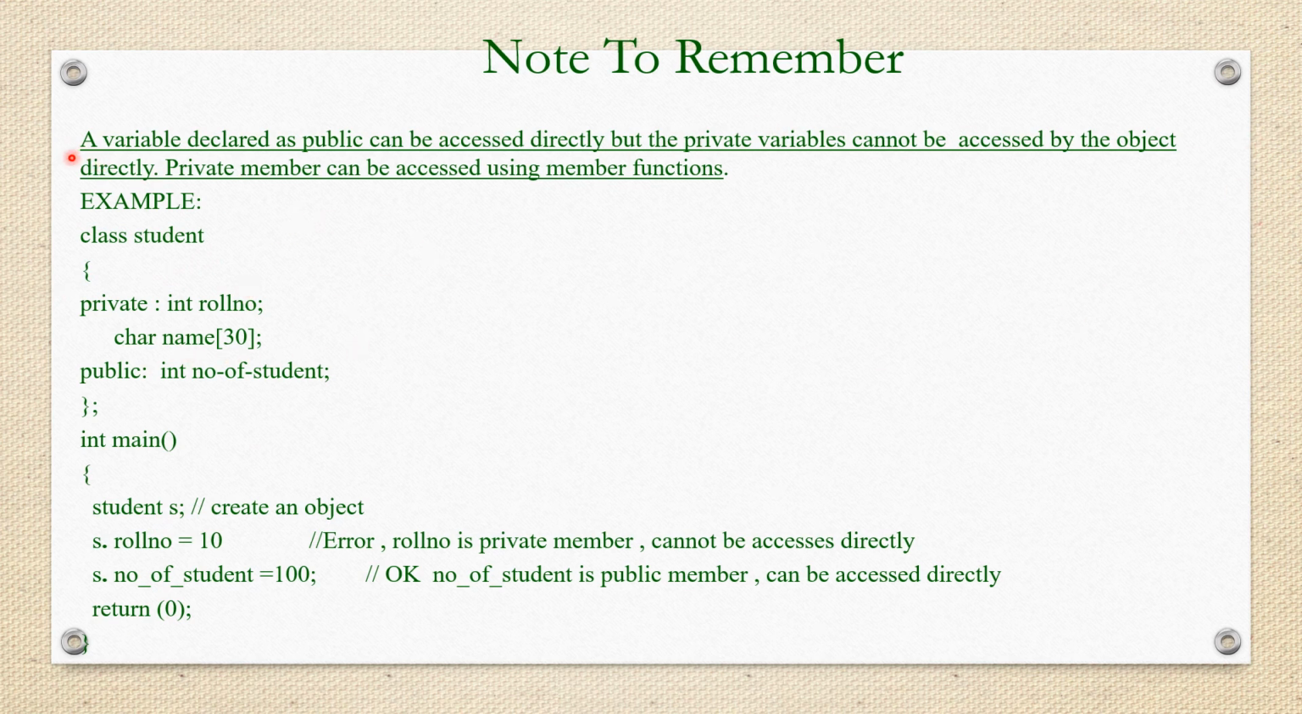That's why I have mentioned here in the notes: a variable declared as public can be accessed directly, but private variables cannot be accessed by the object directly. So how will you call the private data members? With the help of your member functions which you have declared in the public access specifier.